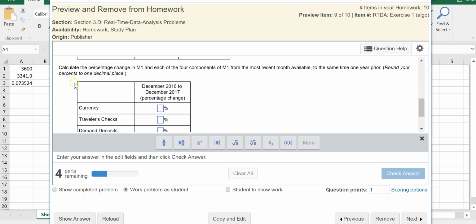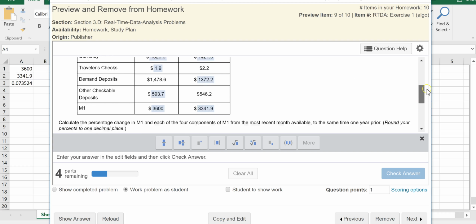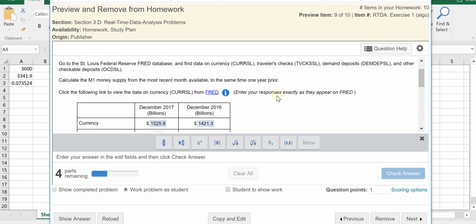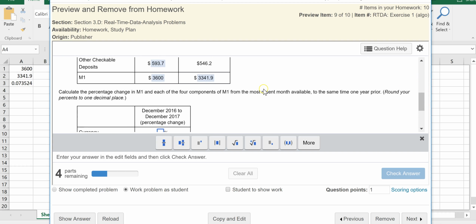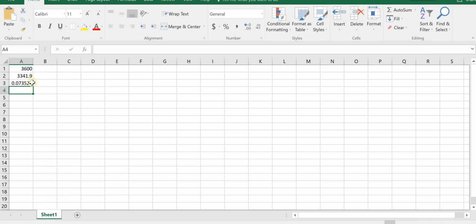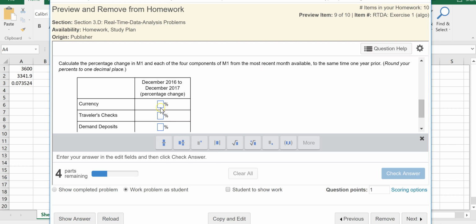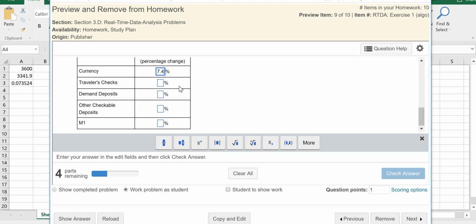So we have to be careful about the rounding requirement. Round your percent to one decimal place. Did I enter your response exactly as they appear? So this is what's shown there. That's correct. And then here, one decimal place. We just need to keep one decimal place, where if you round up, that will give us 7.4%. So this will be 7.4.